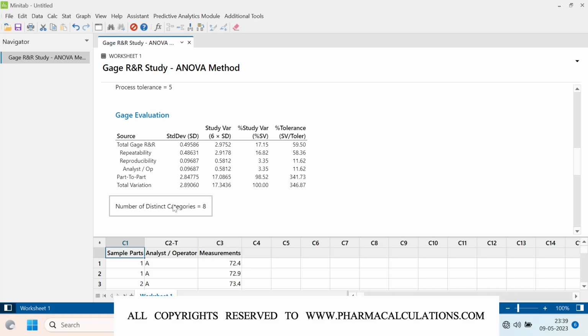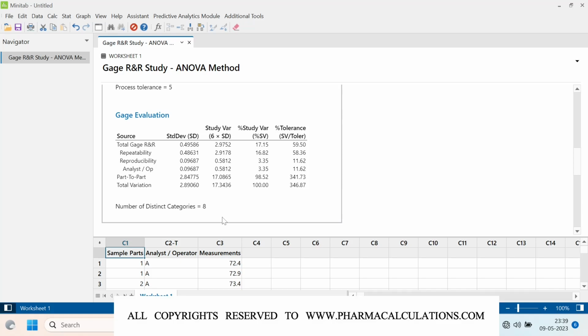And the next one is the number of distinct categories. From this, again we can say whether the system is acceptable or not. Basically, whenever the number of distinct categories is less than 2, that means the measurement system is of no value for controlling the process. If the number of distinct categories is equal to 2, we can classify the data into high and low.